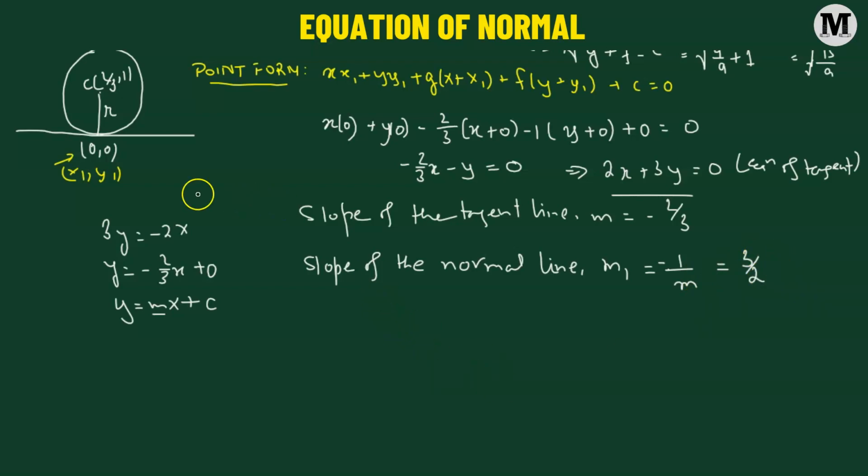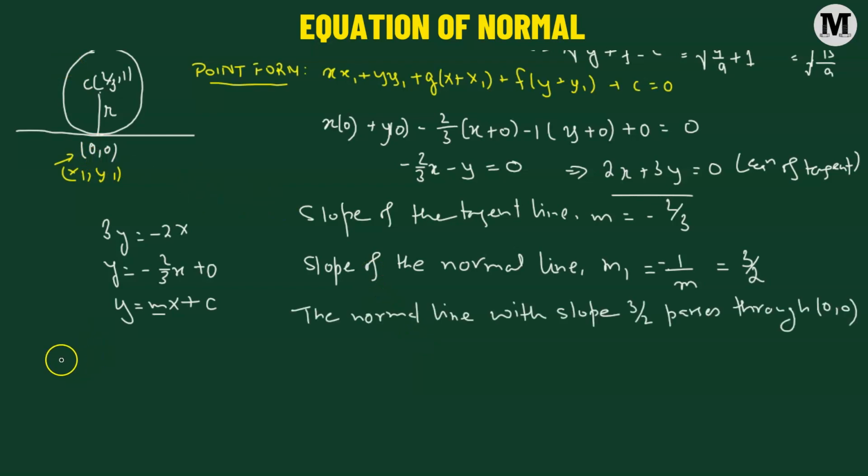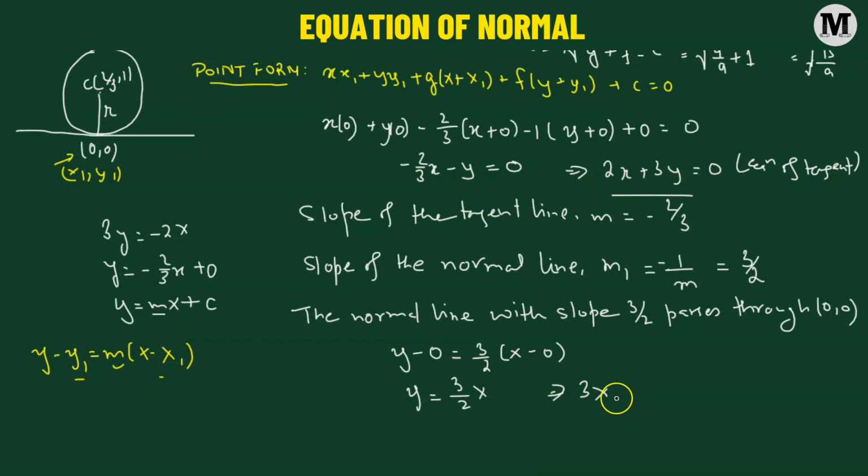This normal line also passes through the point 0, 0, so we can find its equation using the point slope form, which is y minus y1 equals m times (x minus x1). We know the slope of the line and the point through which it passes, x1 and y1, which is 0, 0. So we get y minus 0 equals 3 over 2 multiplied by (x minus 0). Well, we have y equals 3 over 2 times x, which implies that the equation of the normal is 3x minus 2y equals 0. So that's the equation of the normal to the circle at the point 0, 0.